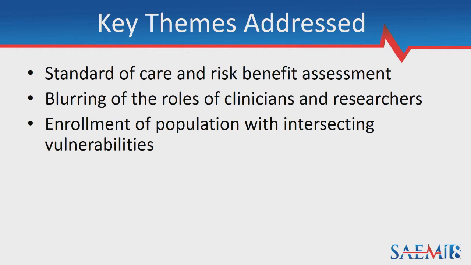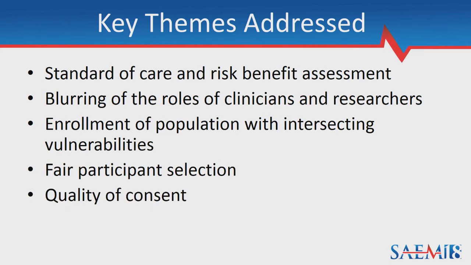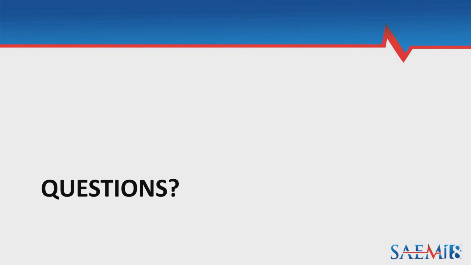Enrollment of populations with intersecting vulnerabilities. Again, the same point about the power gradient. Fair participant selection, quality of consent, and finally community engagement. Each one of them we can spend minutes or hours talking about, but I wanted to just give you a very quick overview of where the CLEER group is, and hopefully leave some time for the discussion.